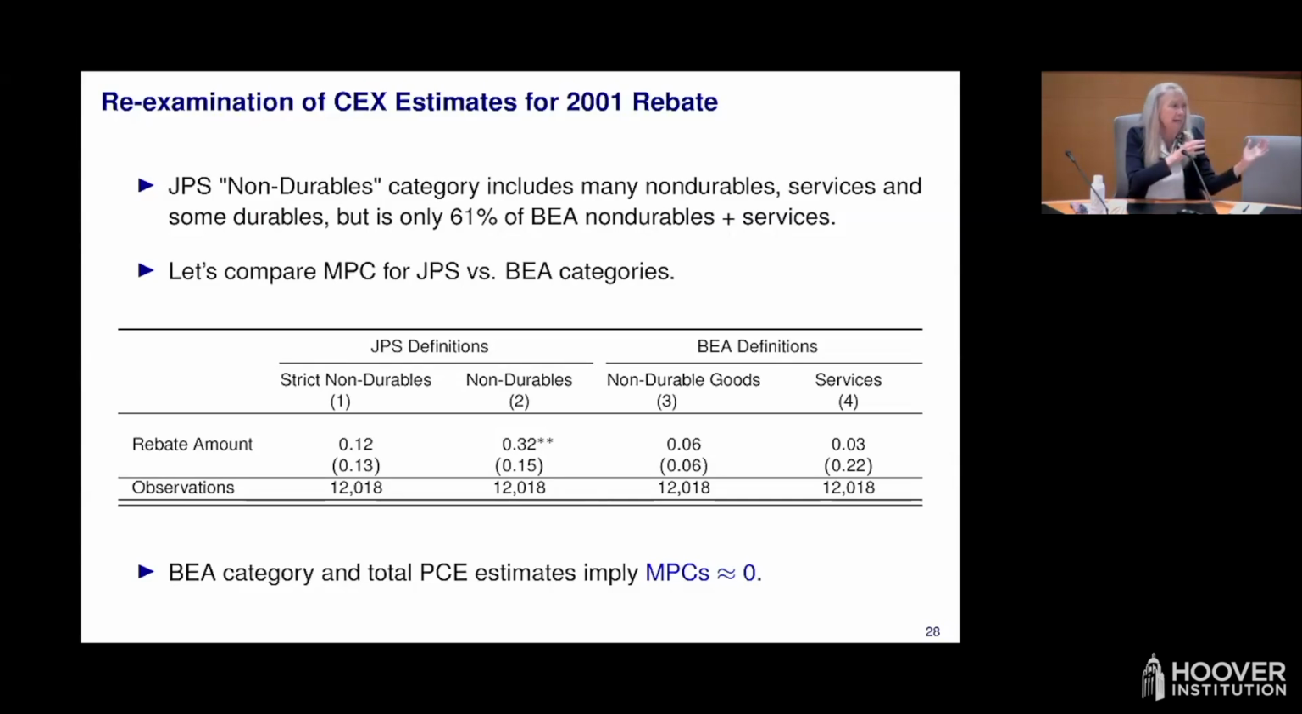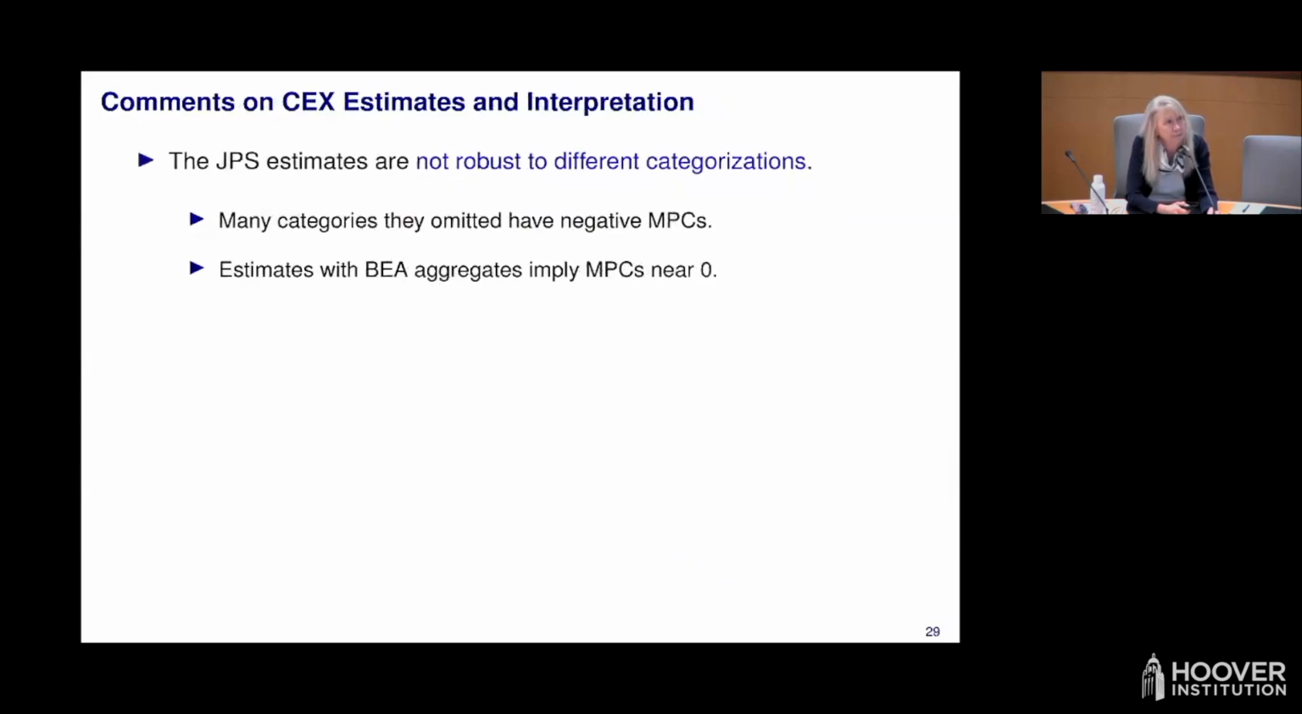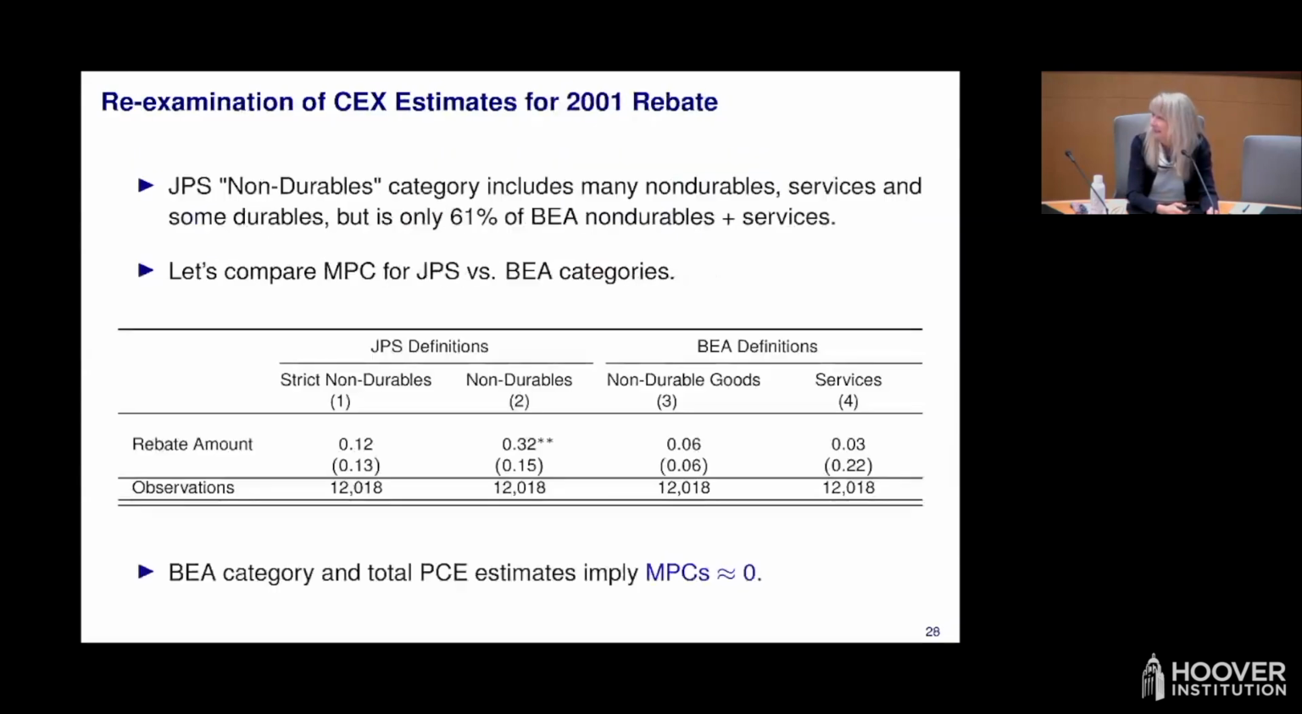So, maybe there was some shifting around, but you can't just set it equal to 0 for some categories and then claim a significant MPC for the categories that are getting you the nice positive numbers. So, an example of assumptions producing the result.